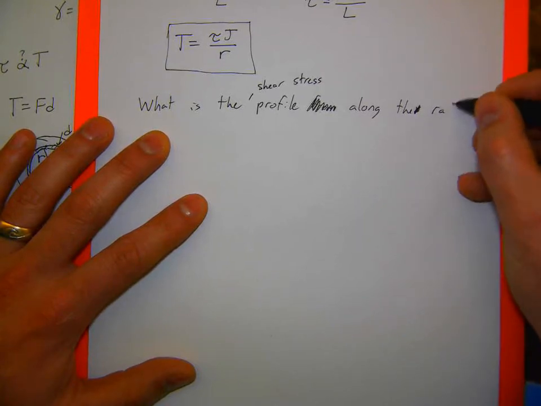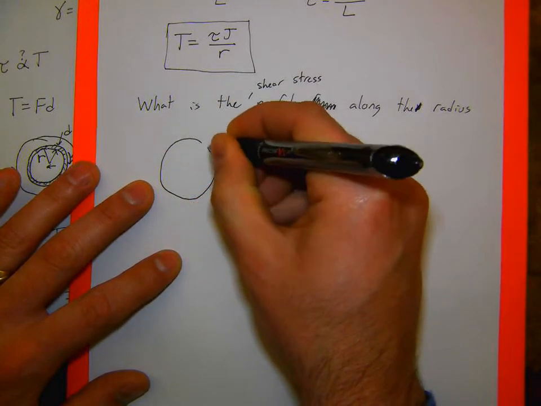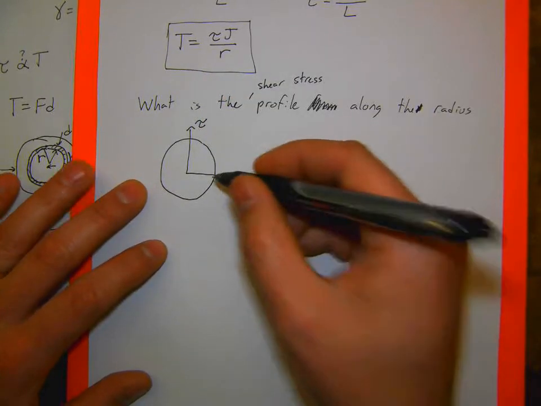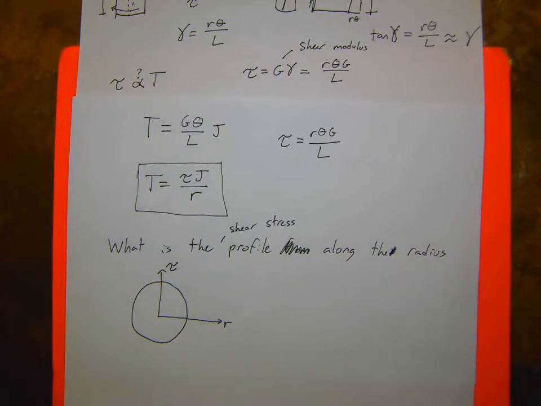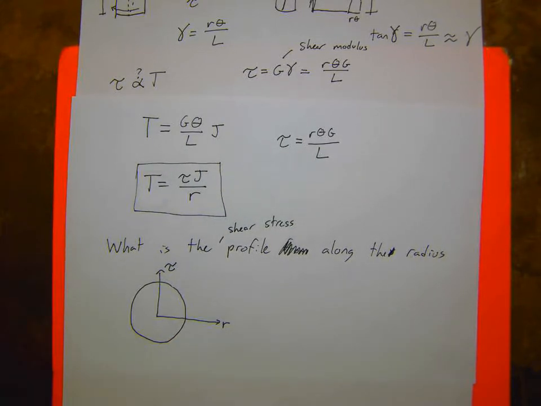So I had already shown you before, this is now, I'm going to call that R. I'm going to say this is my shear stress. What does the shear stress profile look like as a function of R across the sample? I'm not necessarily going to tell you which. So we have it now in terms of torque and in terms of shear modulus. Take 30 seconds and talk about it with the people sitting next to you.